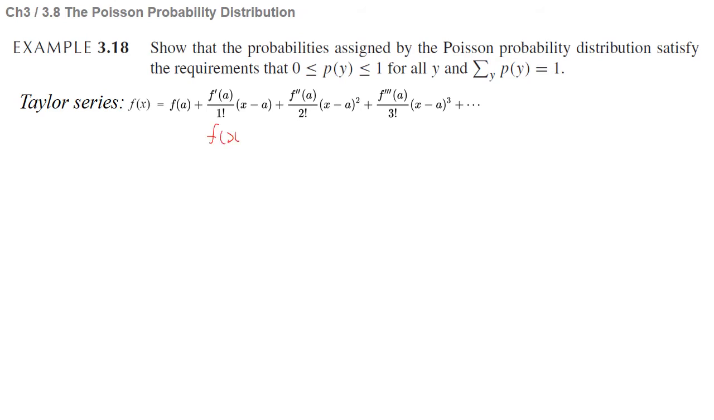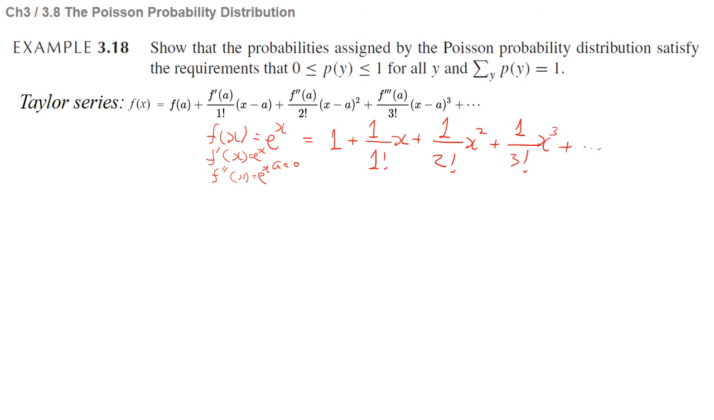Let's say f(x) is e to the x, and what's the Taylor expansion at a equals 0? What would be the Taylor expansion of e to the x? f(x) is e to the x, f prime of x is again e to the x, f second prime of x is again e to the x. And at a equals 0, f(0) is 1. And what about the next term? The next term is 1 over 1 factorial, here f prime is again 1, and here x minus 0, so this is x. The second term is 1 over 2 factorial x squared, plus the third term is 1 over 3 factorial x cubed, and plus dot dot dot.